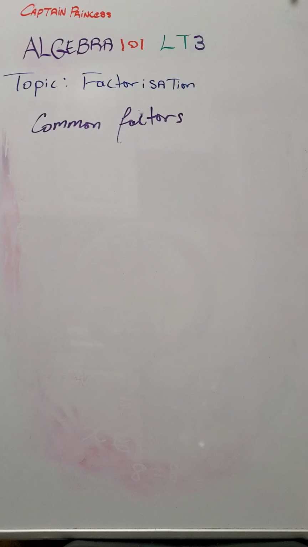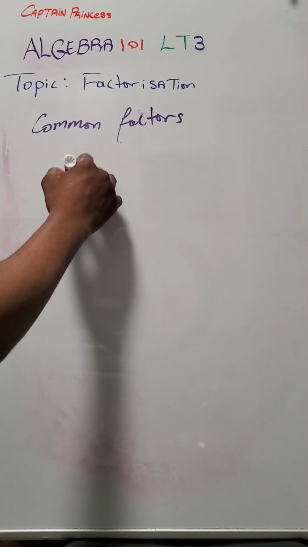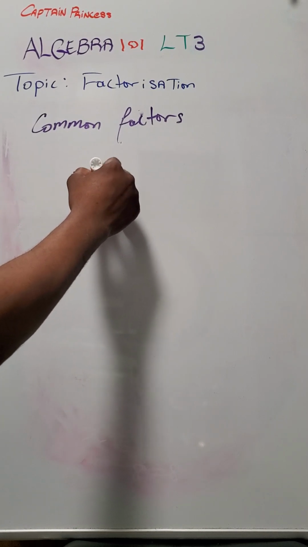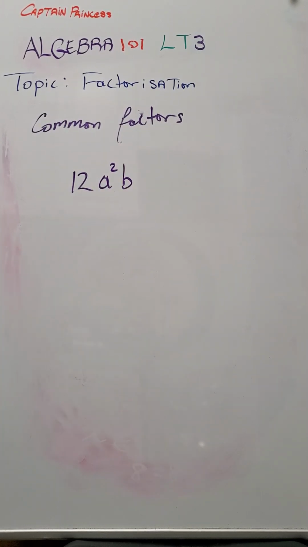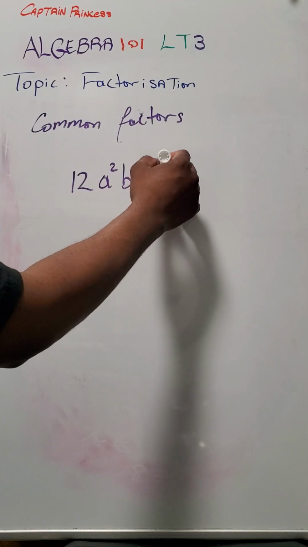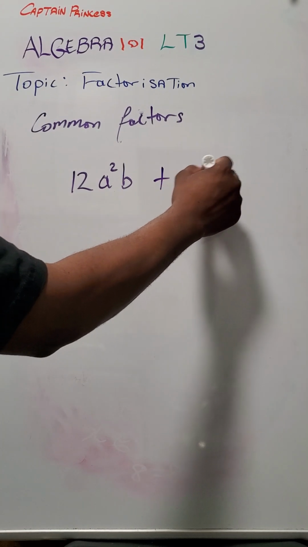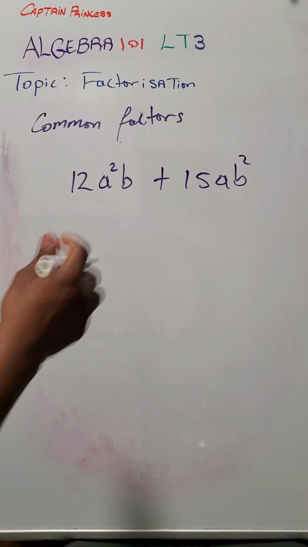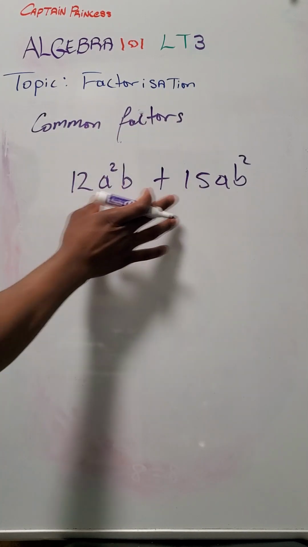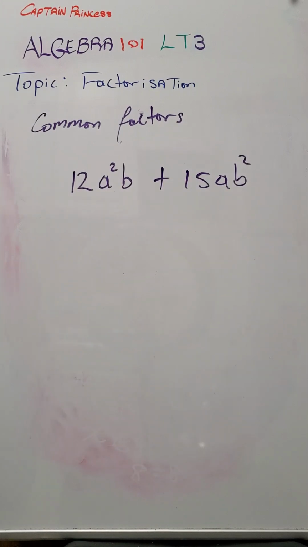Now, using the common factor method, can you guys solve this question before I solve it? Now, we have 12a squared b plus 15a b squared. So remember, guys, we're going to use the common factor method by putting the term which is common to both of these on the outside.